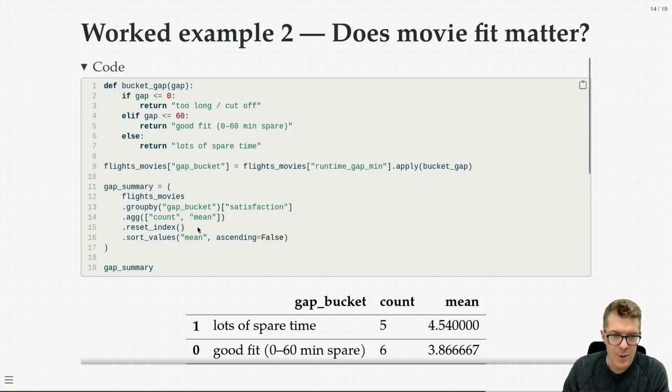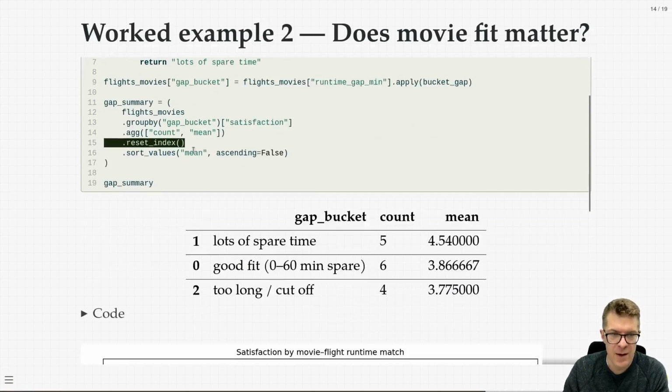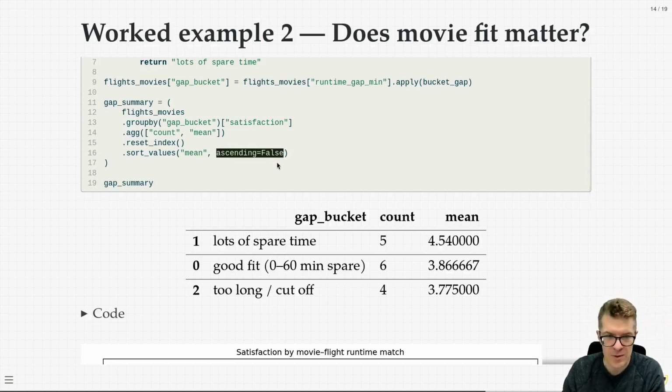Okay. Reset index is just a convenience, and then I want to sort values. I want to sort the mean values I computed. Again, ascending is false, which means it's descending order, so big values on top, small values at the bottom.